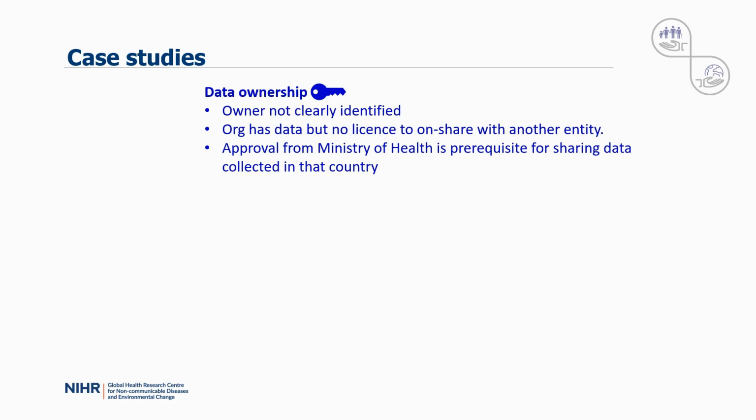So the first one is data ownership. It can be that the data owner is not very clearly identified. An organization may have the data but no license to on-share with another entity. Or it could be that you need approval from a Ministry of Health from one country as a prerequisite for sharing data collected in that country for secondary use. So important to have this clarified.